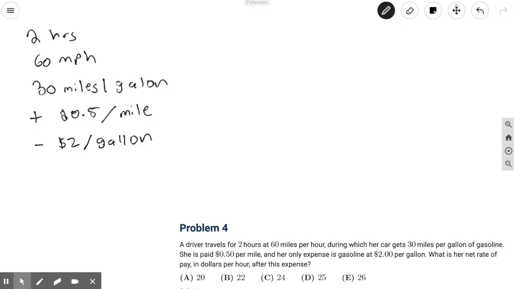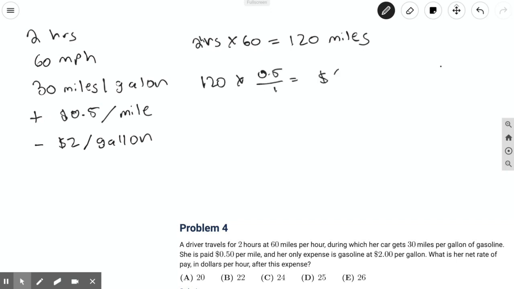So let's calculate how much she earns first. If she goes 2 hours at 60 miles per hour, then she would end up traveling 120 miles. And if she earns 50 cents per mile, then she would end up earning a total of $60 from traveling 120 miles.